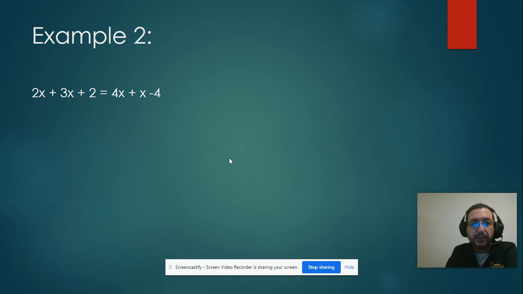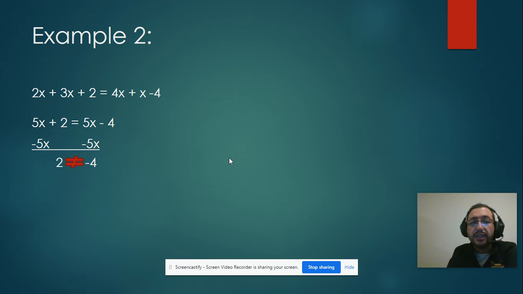We have 2x plus 3x plus 2 equals 4x plus x minus 4. The first thing we should do is combine like terms. In this case, combine the 2x plus the 3x and combine the 4x plus the x on the right side. So we're going to end up with 5x plus 2 equals 5x minus 4. Since we should pick a side for the variable side, but 5x is the same as 5x, it doesn't matter which one we pick. When we subtract 5x from both sides, we're going to end up with 2 equals negative 4. Hold on, that's not right.